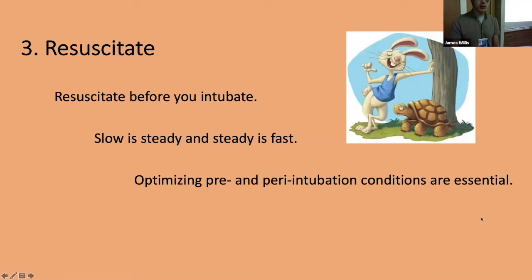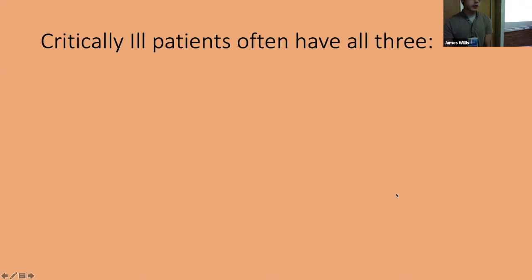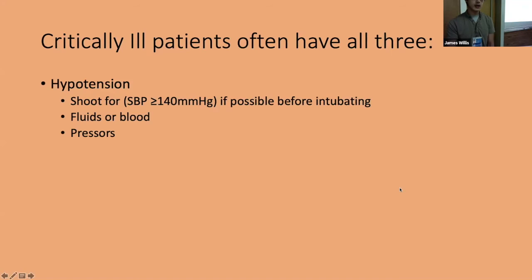EMCrit has a nice article about the hot killers, which are physiologic killers that can lead to high risk for peri-intubation cardiac arrest. The H stands for hypotension, O is for oxygen or hypoxemia, and P is for pH or acidosis. So you want to make sure you resuscitate before you intubate. Remember, slow is steady and steady is fast, because optimizing pre and peri-intubation conditions is essential. And critically ill patients often have all three of these conditions: hypotension, hypoxemia, and acidosis.